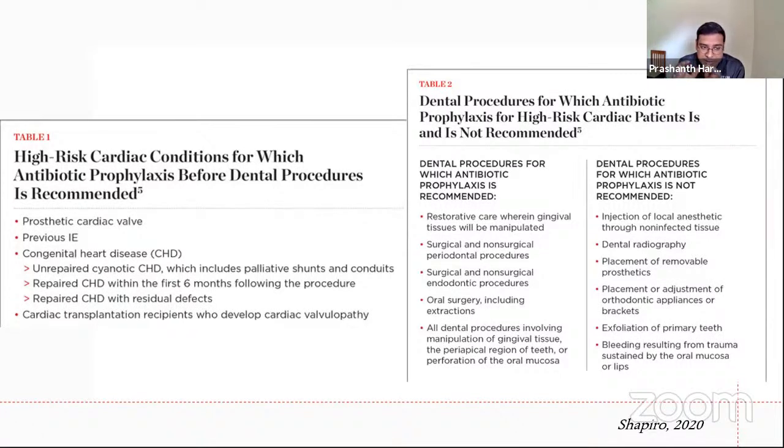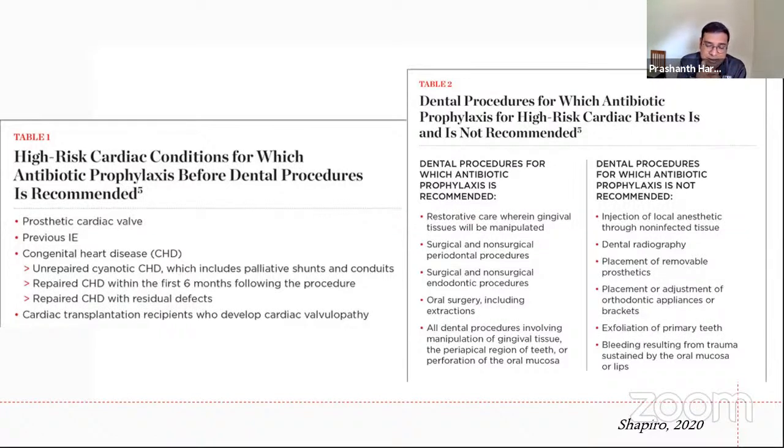Again, if it is a prosthetic cardiac valve, then yes. If it's a porcine or tissue valve, you don't need to prophylax the patient. But again, for previous endocarditis, yes, according to the regulations, you still need to prescribe antibiotic prophylaxis.